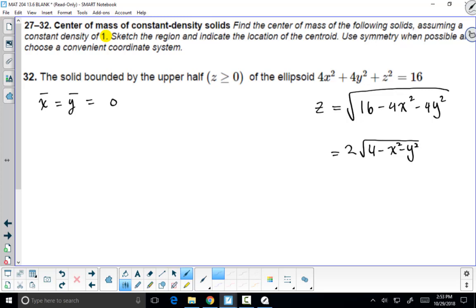So the center of mass is going to be equal to 0, 0, comma. Let's see. Which moment should we put here? M sub xy. We have to have subscripts that don't include the z, since that's part of the z coordinate. Will? Yeah, where do we gain x and y equals 0?